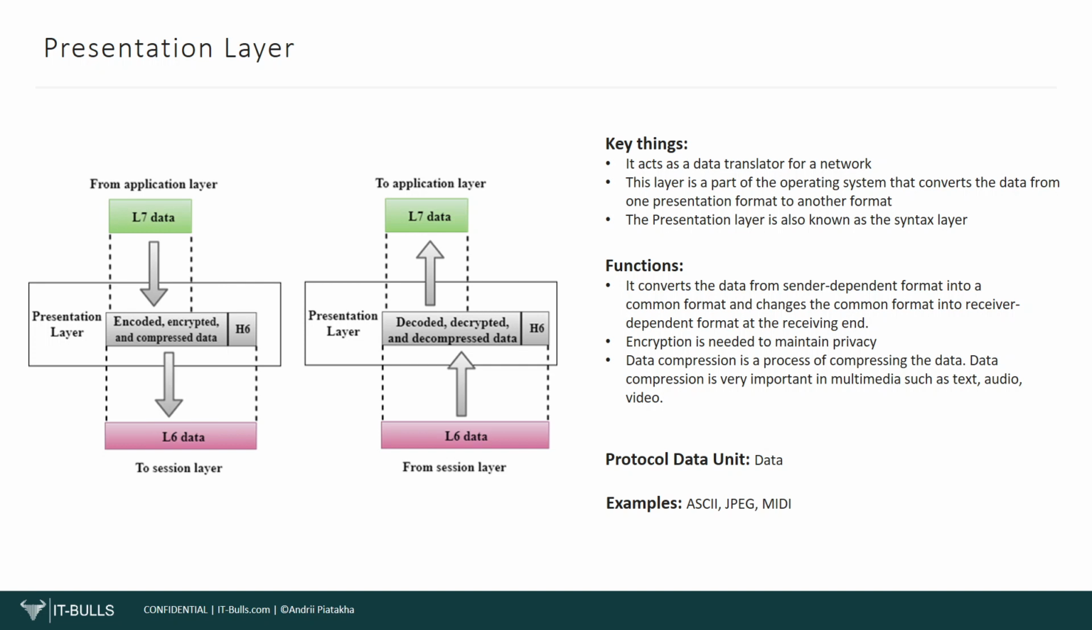The protocol data unit on this layer is the same as on the session layer. We work with data in this layer. ASCII, JPEG, MIDI are the most popular examples of this layer. All these are different data formats. MIDI for audio, JPEG for pictures, ASCII is an encoding for text.